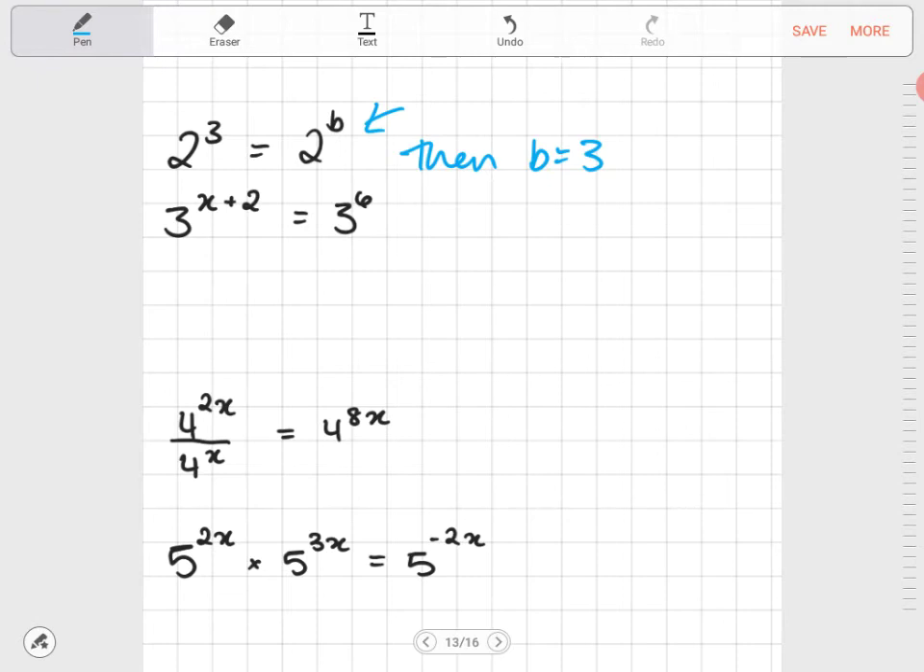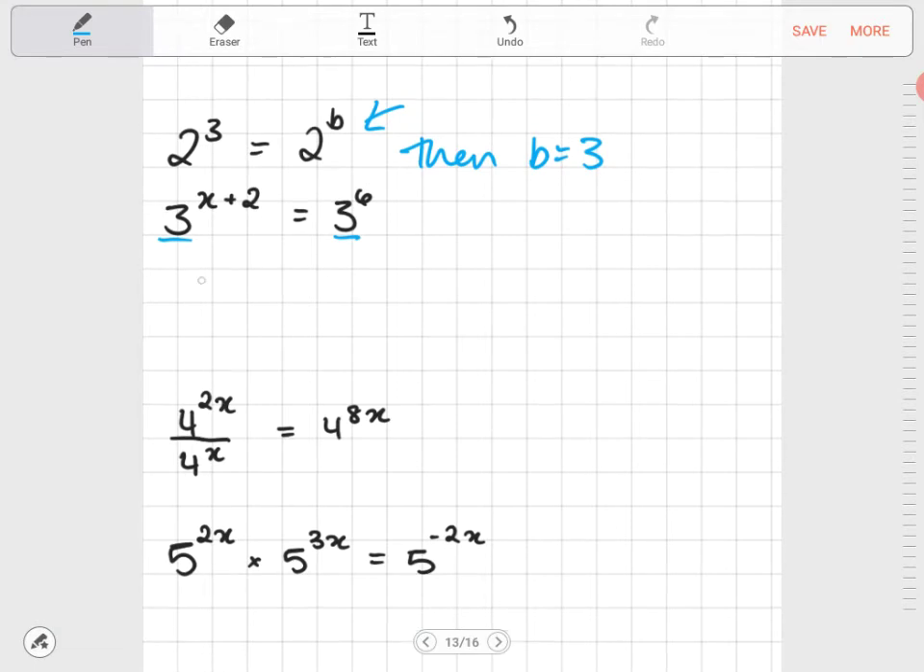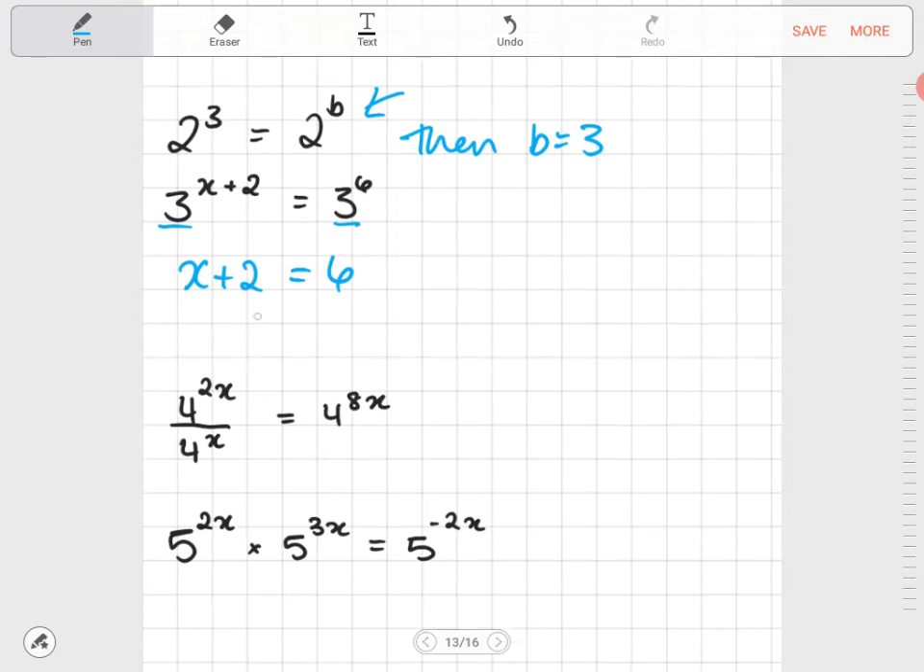So with that in mind, when we are looking at these problems, we are thinking, are the bases the same? If they are, then I can let the powers be equal to each other. So for this example here, we know that both of them are in base 3. So what we can do with that is we can make the powers equal. So we're going to have x plus 2 is equal to 6. And then we are going to solve this like we would a normal equation. So we'll take away 2 from both sides. So we'll get x is equal to 4.